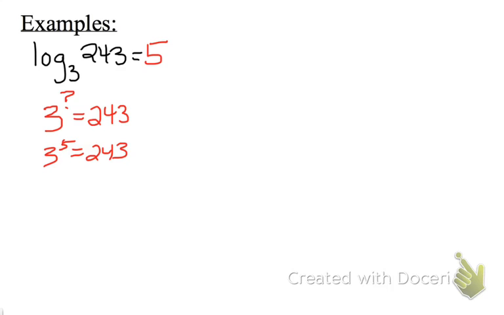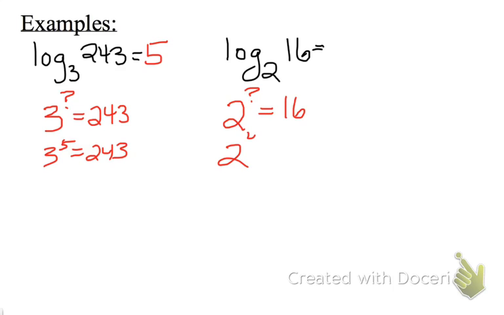Let's try log base 2 of 16. What does the log base 2 of 16 equal? In terms of exponents, remember, we're looking for the base 2 raised to some unknown exponent is going to equal 16. That one you can probably figure out in your head. 2 to the 4th power is equal to 16. So that 4, this exponent, is the answer to the logarithm. The logarithm is the missing exponent.